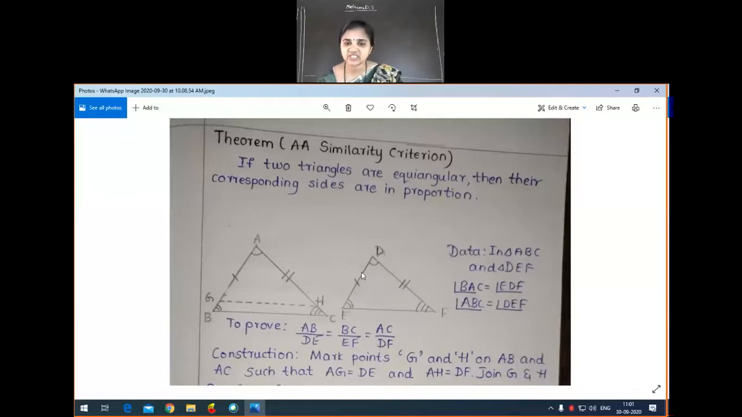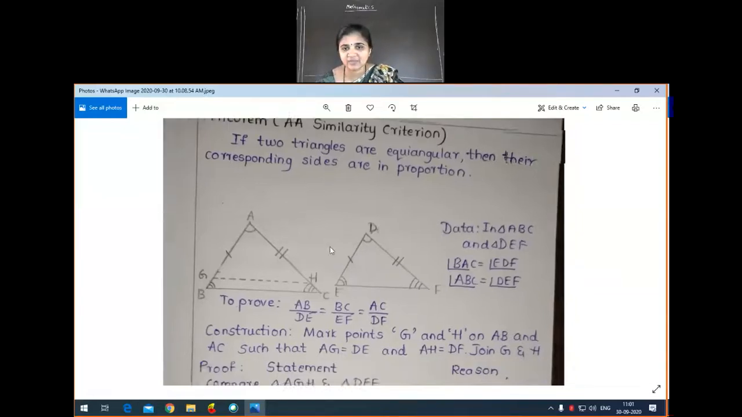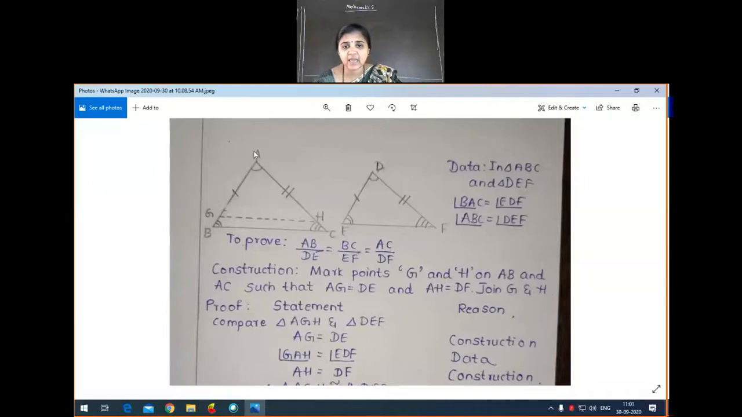For this, the first step is the diagram. The diagram is very important. Take triangle ABC and triangle DEF. Don't observe the markings for now; afterwards I'll explain. First, you have to take triangle ABC and triangle DEF. By sharing only, can I?